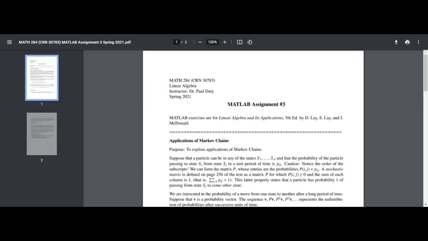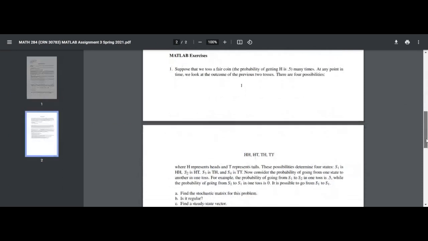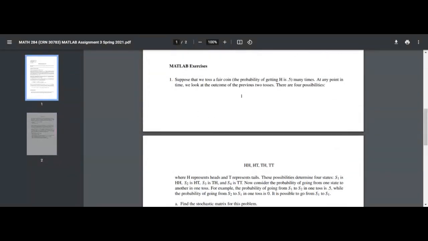And in the first problem here, it says, suppose that we toss a fair coin. The probability of getting a head, of course, is 50%. But suppose at any point in time, we look at the outcome of the previous 2 tosses, and there are 4 possibilities.